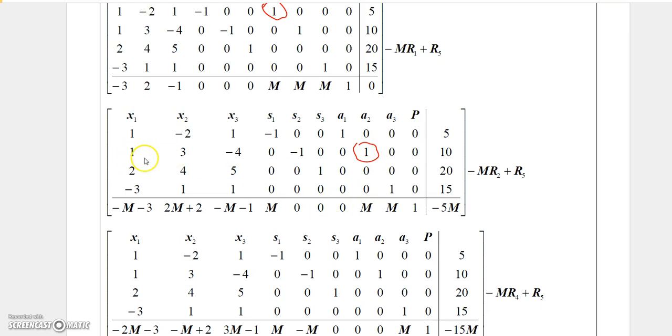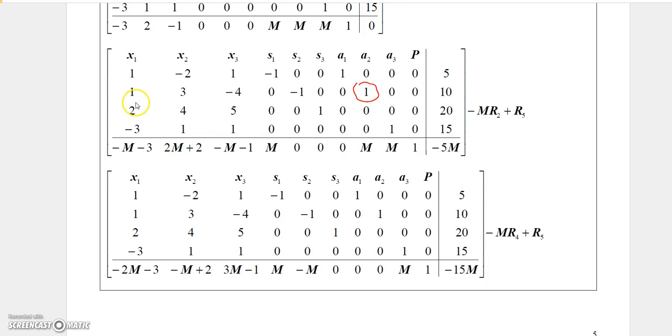So if you multiply everything in that row by negative m, well, here you'll have negative m, and if you add it to negative m minus 3, you get negative 2m minus 3. If you multiply this by negative m, you get negative 3m, and if you add it to 2m plus 2, you'll get negative m plus 2. If you multiply this by negative m, you'll get 4m, and if you add it to negative m minus 4, you'll get 3m minus 1.